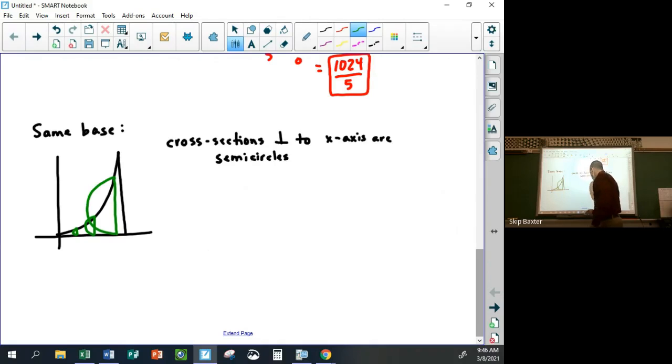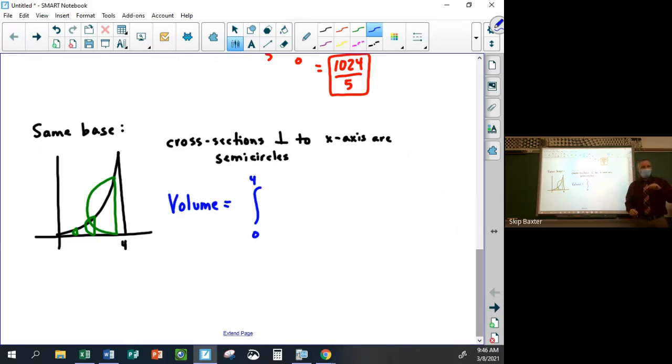So in this case, the volume would be, right? This is from 0 to 4 again. Right? It's the same base as before. So this would be the integral from 0 to 4 of the area of a typical cross-section. Well, a typical cross-section is a semicircle. What's the area of a semicircle? 1/2 pi r squared, right? So this is 1/2 pi r squared dx.